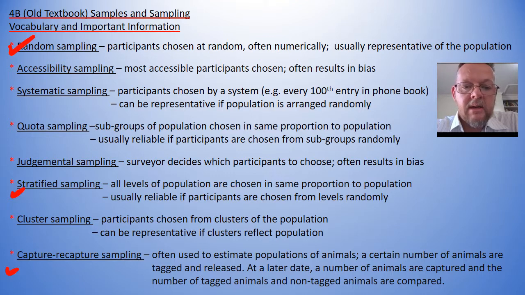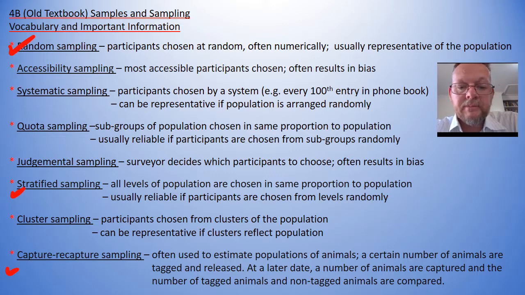Stratified is where we are using each level of the population. So for example, year level, and so that works really well at school, so each grade, and we'll use them in the same proportion to the population. Now that's going to be really good if we use that in combination with a random sampling.